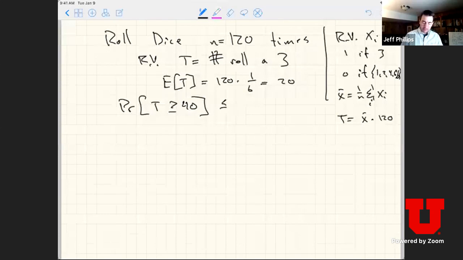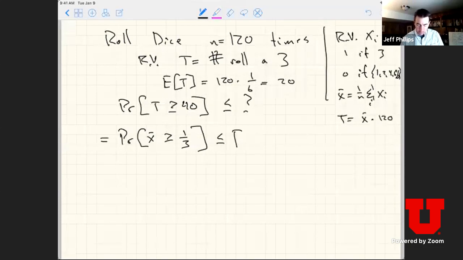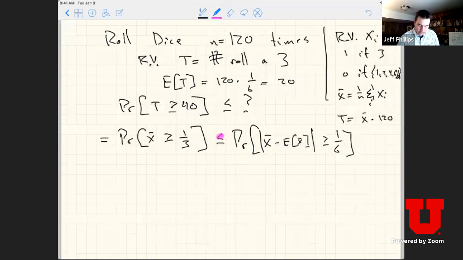Now if I want to bound this probability that t is greater than 40, I can first say the probability that x bar is greater than 1/3. This is less than or equal to the probability that the absolute value of x bar minus the expected value of x bar, which is 1/6, is greater than or equal to 1/6. The greater or equal than is because I added these absolute values.